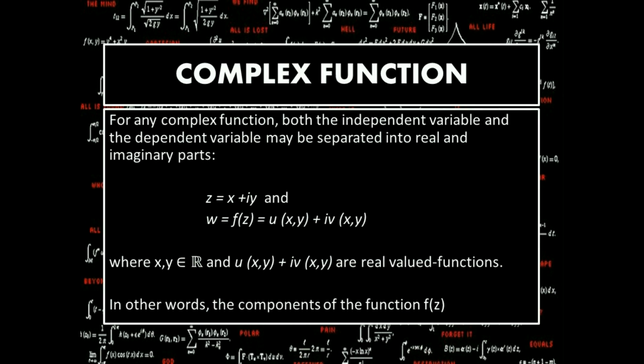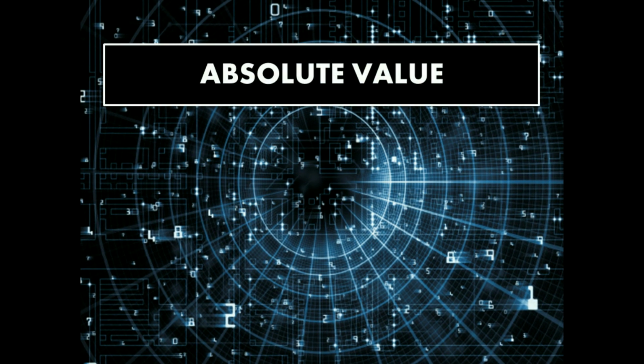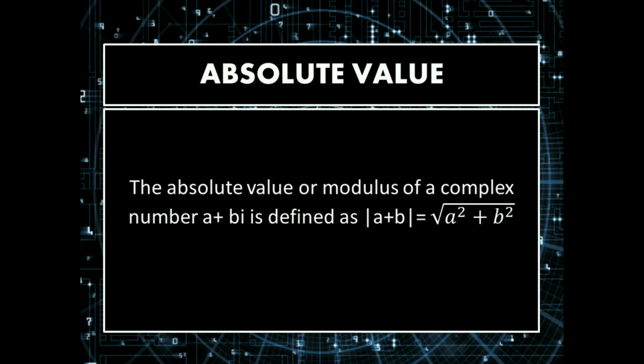Absolute value. The absolute value or modulus of a complex number a + bi is defined as |a + bi| = square root of a squared plus b squared.